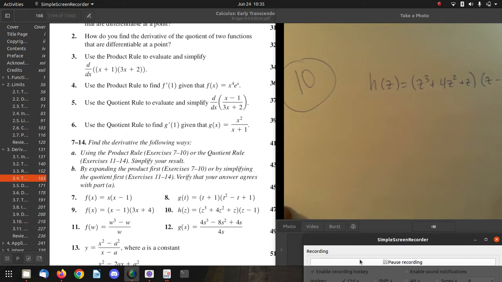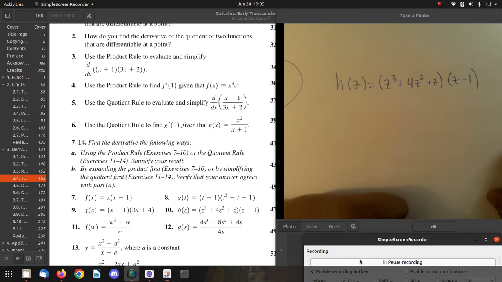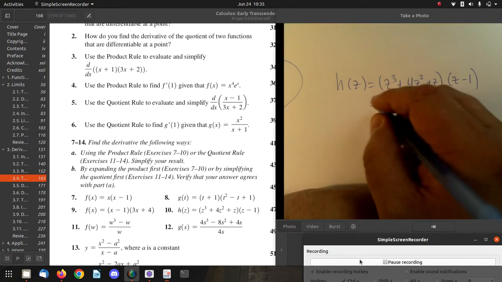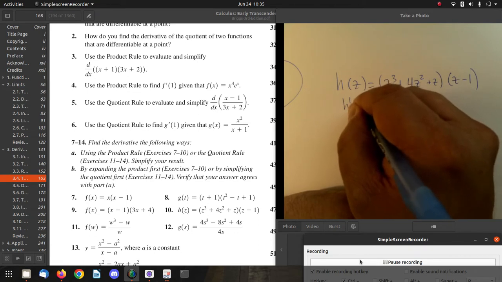Okay, and we got this guy, and they want us to use the product rule first, and then they want us to expand it out and do it that way. So we'll do the product rule first. So first one, we're immediately going to write h prime of z.